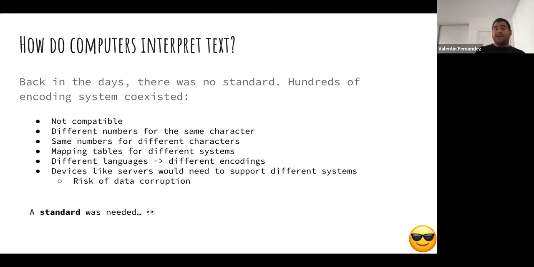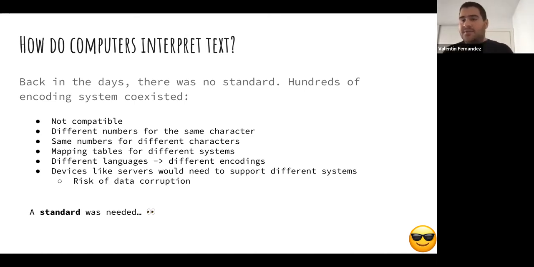So back in the day, we had different encoding systems that coexisted. But the issue there was that they were not compatible, right? Because different writing systems were assigning different numbers for the same character, and the other way around, the same numbers for different characters. So they needed some kind of mapping tables for handling communications between different encoding systems. Also, as I already said, we had different languages which were taking different encodings.